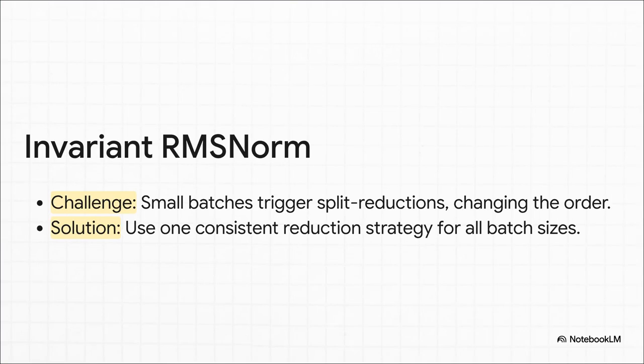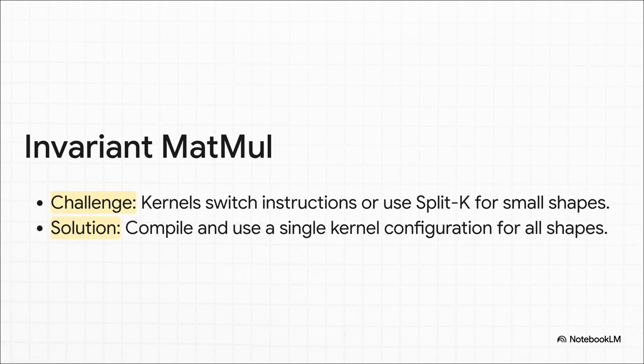First up, RMS norm. The issue here is that optimized kernels try to be clever. For small batches, they'll split the work across multiple cores just to keep the GPU busy, but that changes the order of additions. The solution is actually pretty simple. We just force the kernel to use the same reduction strategy every single time, even if it's slightly less optimal for tiny batches.